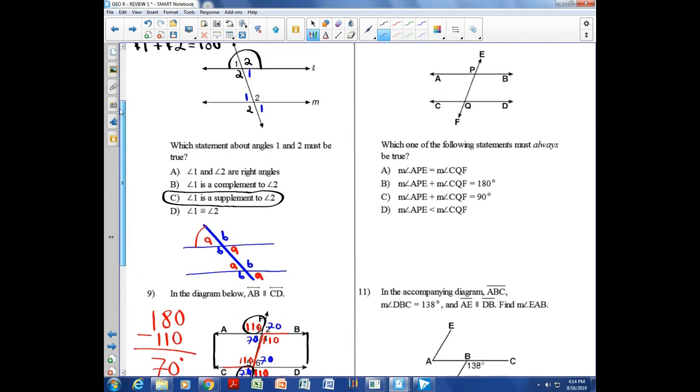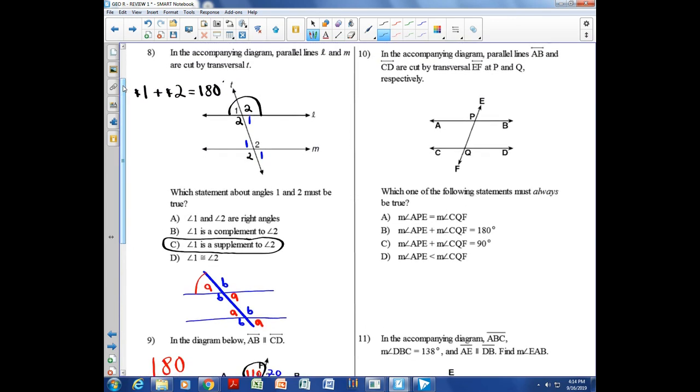All right, let's go up to number 10. Number 10 I put on here to show you that, while sometimes it's easy to name angles with little 1s and little a's, you do need to be able to find angles based on the three-point system, right? So here you could see they have line AB, line CD. In the diagram, parallel lines AB and CD are cut by transversal EF at P and Q. So here we're dealing with a lot of points. Which of the following statements must always be true?